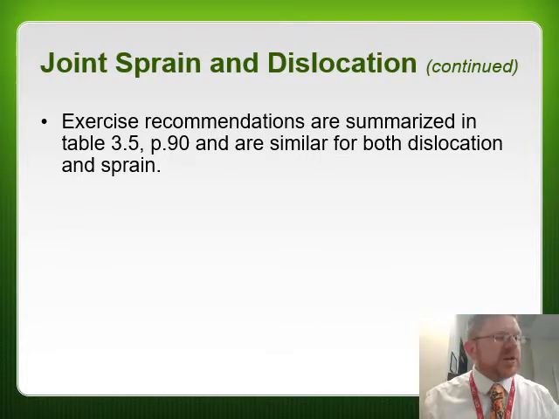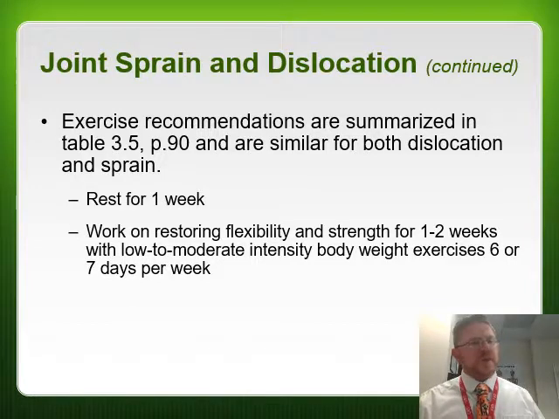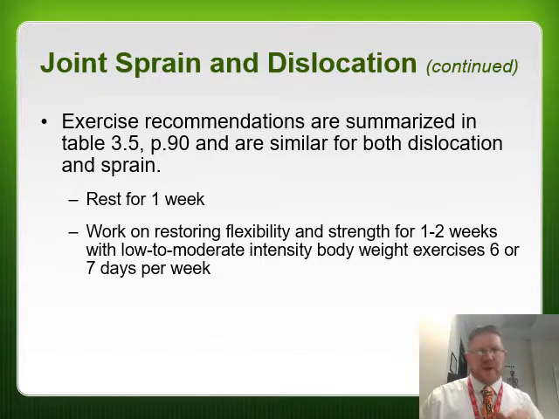We have some recommendations a couple pages down the road here on page number 90. When it comes to dislocations and sprains, again, this is going to be more minor here, but you're looking at full rest for about a week. Then after that, work on restoring your flexibility, the full joint range of motion, strength for about 1 to 2 weeks, low to moderate intensity body weight exercises, 6 to 7 days per week. So you're really doing some heavy rehab here. You got to work that joint to get it back to what it was doing. But you're only looking at things like body weight exercises, low to moderate intensity, getting the joint used to the normal stresses and strains of you and your activity of each and every day.